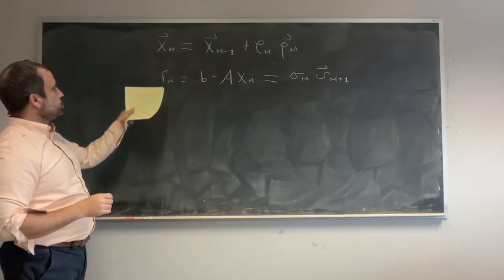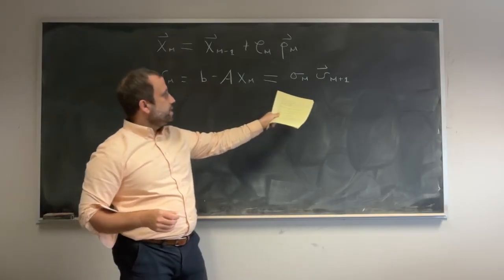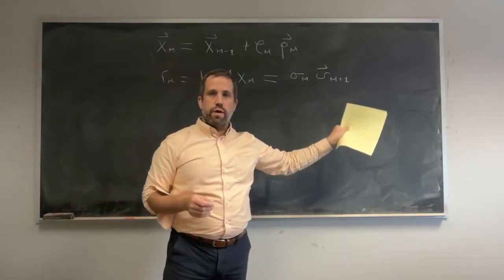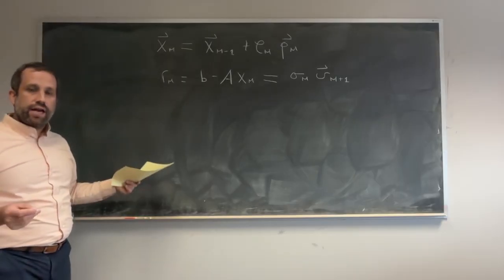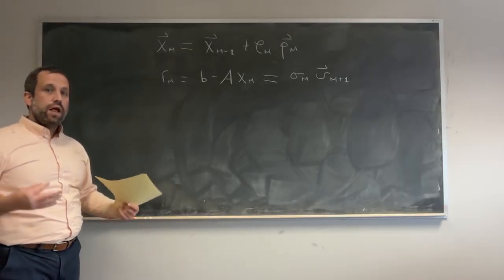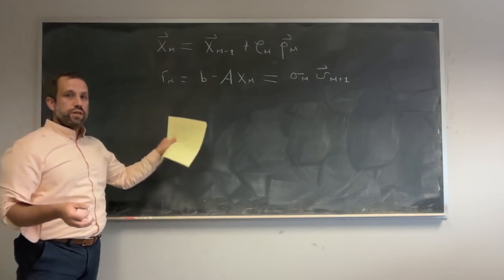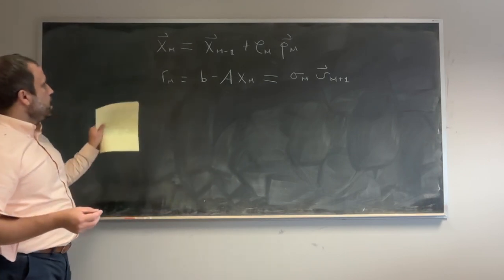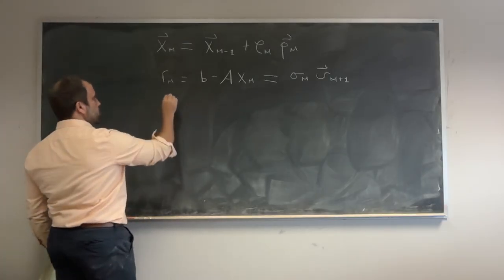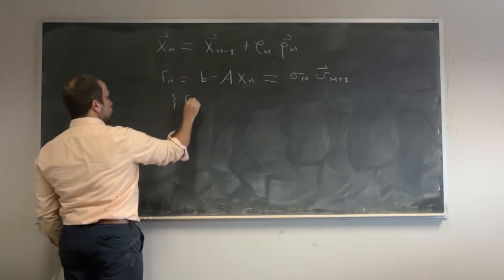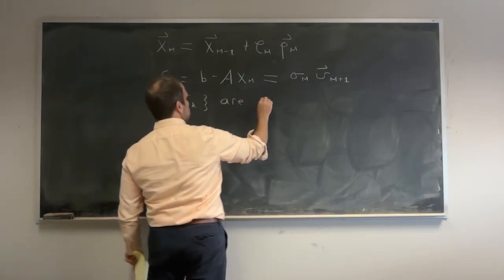So the residual at step m, that is b minus A x_m, is in the direction of the (m+1)th Arnoldi vector. Now this applies in the Lanczos case too, because the Lanczos case, remember, is just a special case of the Arnoldi algorithm. So this is true in the Lanczos case as well. So what this means is that since the v_{m+1} vectors are orthogonal, the residual vectors are orthogonal.